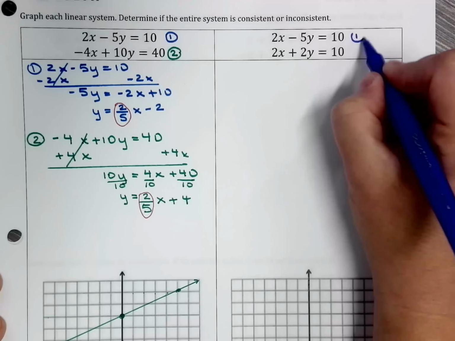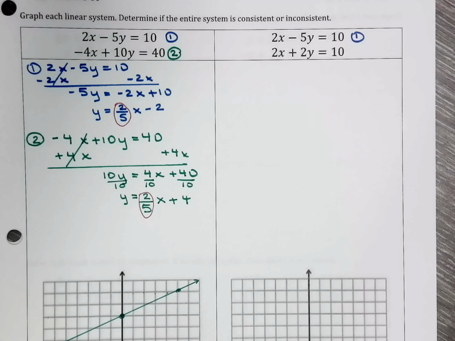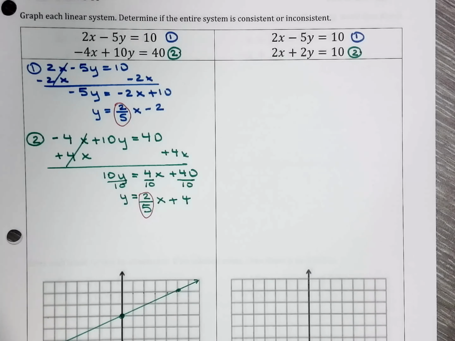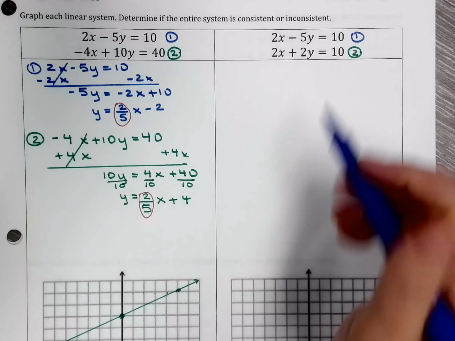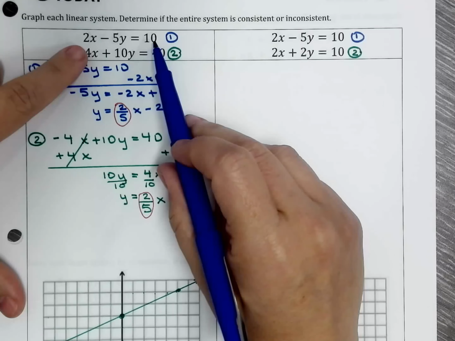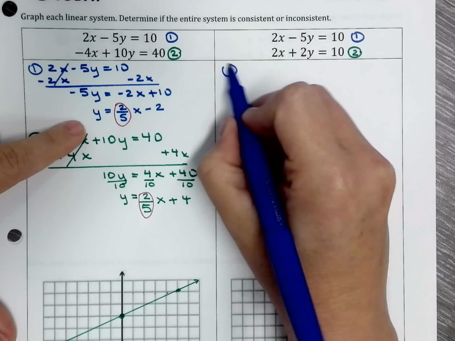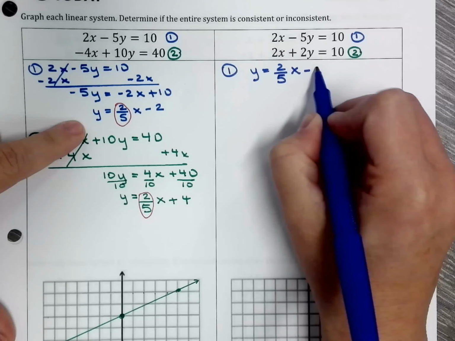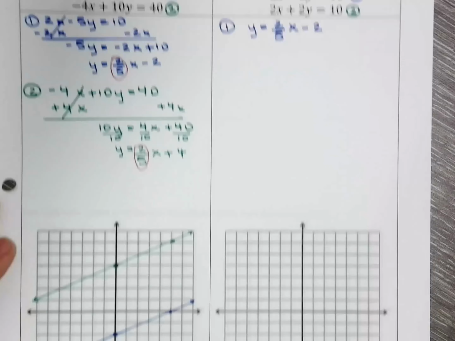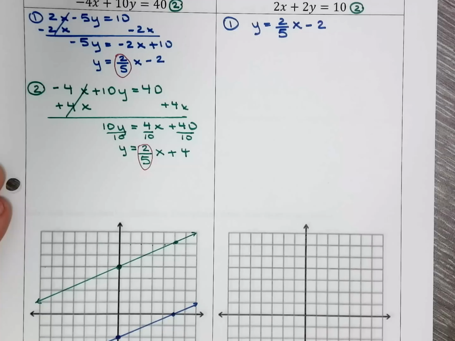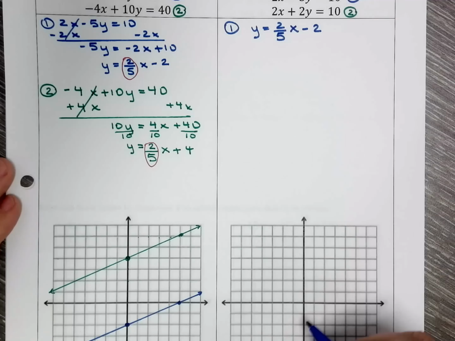Okay, we're going to number the equations again. First one in blue, the second one in green. Number 1 is the same one from over here. So I'm just going to copy that in the slope-intercept form so it's easy for me to graph. That was nice. So y-intercept is right there at negative 2. The slope is 2/5.